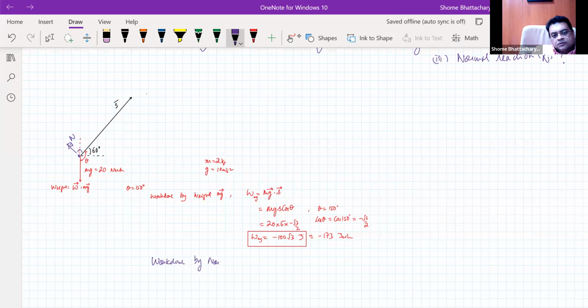So work done by normal reaction, that is the dot product of normal reaction with the displacement. Now, normal reaction is acting perpendicular to the direction of displacement. So it's 0. So gravity is doing negative work in this case, normal reaction is doing 0 work. Whereas the force F which we applied horizontally, that was doing positive work.